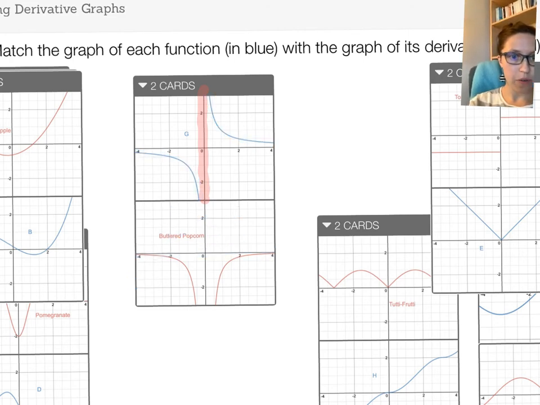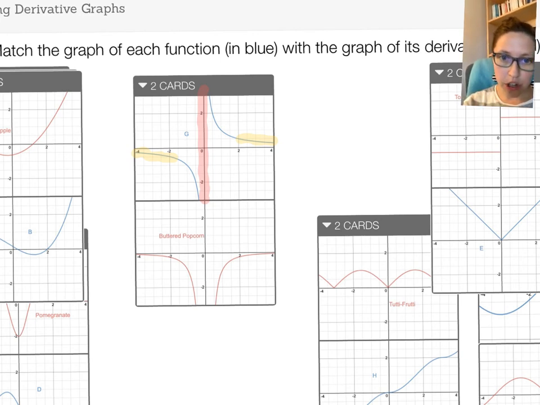Let's see, what else could we observe? Well, I think it's kind of interesting to observe, okay, this is a pretty gentle slope on the far left, and here's another pretty gentle slope, right? Those would be pretty small values of the derivative. Negative, but small in magnitude.